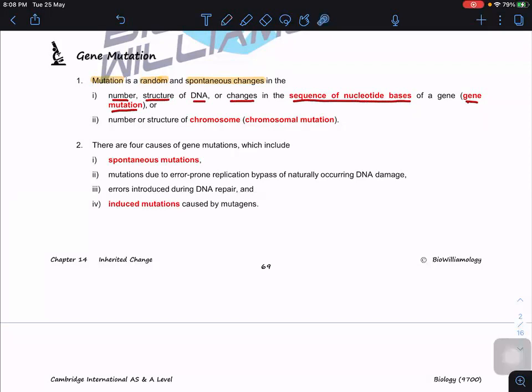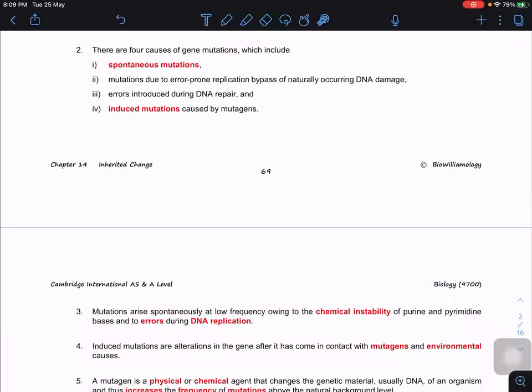Or it may change the number or structure of the chromosomes. We do know that humans have 46 chromosomes, so it might change the number of chromosomes, meaning the chromosome number increases. For example, in Down syndrome, trisomy 21 means that a person has an extra chromosome 21, so it causes Down syndrome. So what are the causes of gene mutation? Which events may lead to gene mutation?